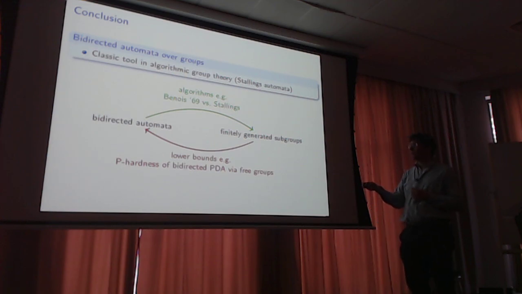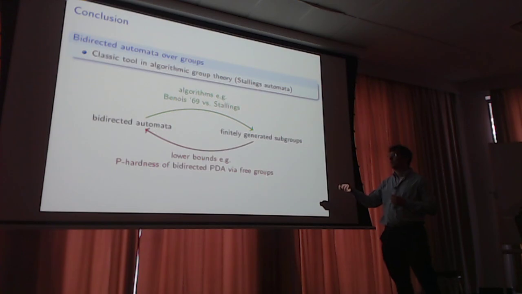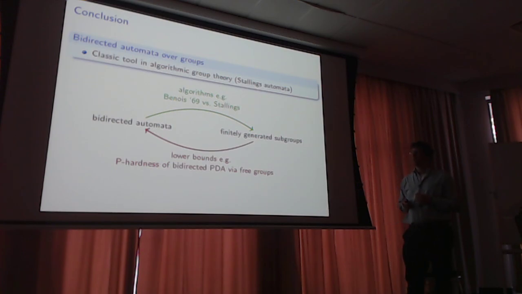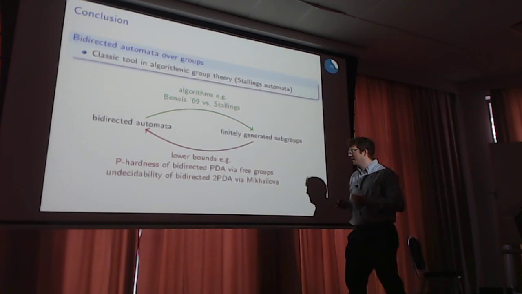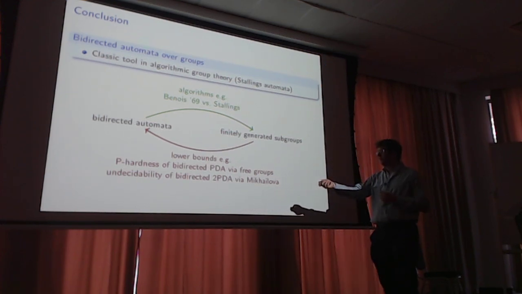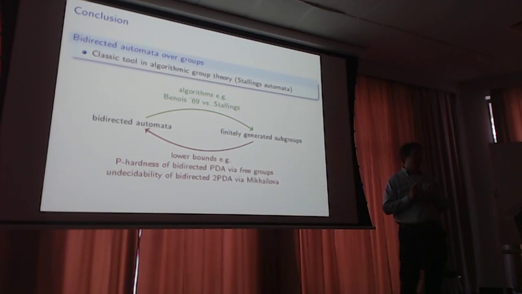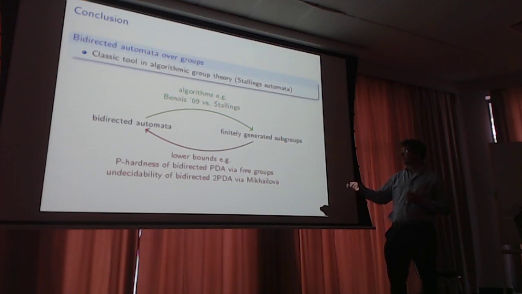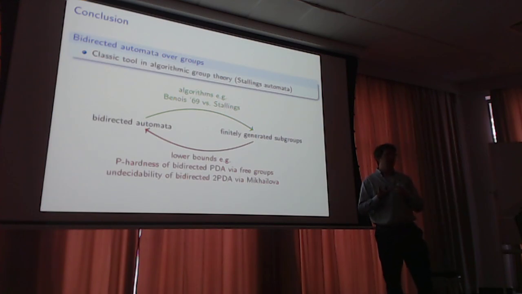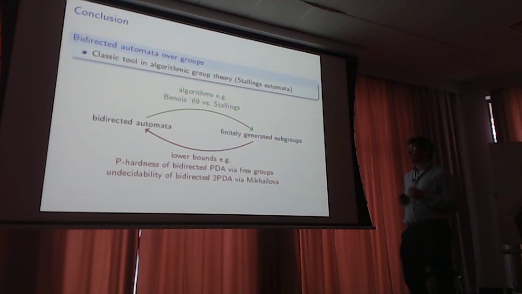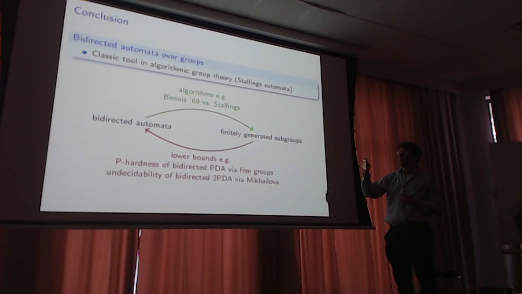And if you want to do this for bidirected, you have to do very different things. One of the two proofs we have is via free groups, so from group theory. The other one is, if you have a bidirected pushdown automaton but with two stacks, then undecidability is not easy to show. And this you can also do from the fact that Mihailova in the 70s has shown that the subgroup membership problem is undecidable in a direct product of two free groups. This uses deep stuff from group theory, so this is one way to use group theory in the other direction.